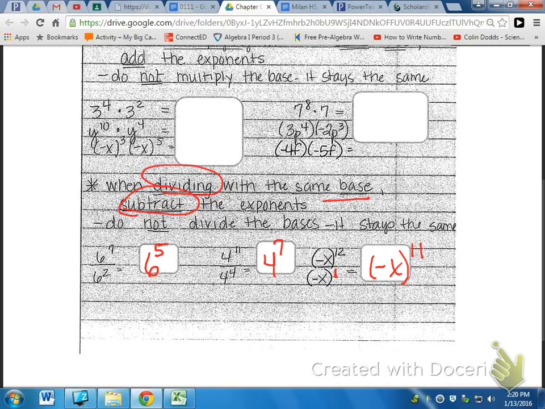There is one more that I want to show you. If I had a to the 5th over a to the 5th, then that would be an a, and 5 minus 5 is 0. And what we learned yesterday was anything to the 0 power is 1. But if you look at this, it's just like any other fraction. If you have the same number on top and bottom, it would reduce to 1.